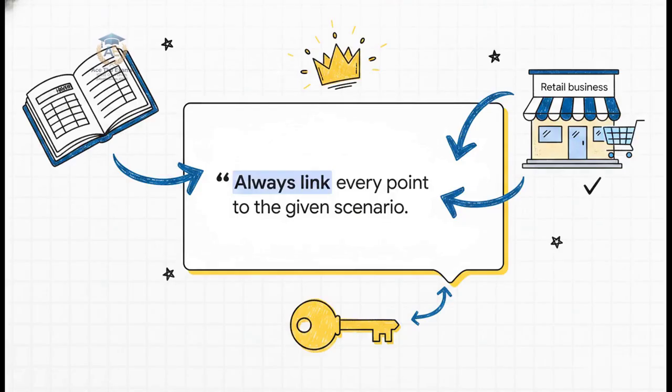So the crucial point is captured right here in this ultimate examiner alert. Always link every point to the given scenario. I cannot stress this enough. This is the golden rule. The source emphasizes this so heavily. If the prompt is about a struggling retail business, your analysis of the trial balance's limitations must specifically mention the risks to that specific retail business. Context is the ultimate key to full marks. No context, no top marks.